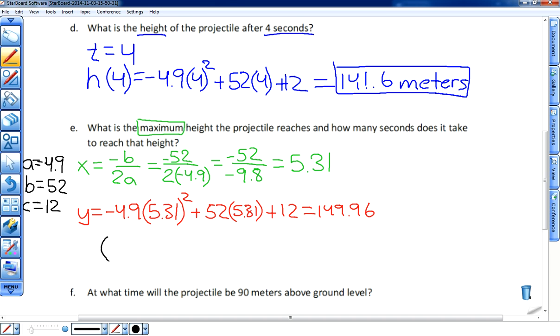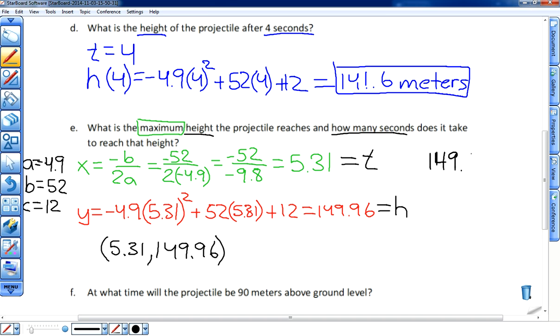So our vertex coordinate point is 5.31, comma 149.96. Well, back to the problem, it says this: what is the maximum height the projectile reaches, and how many seconds does it take to reach that height? Well, if we remember, we already identified what our independent and dependent variable are. For us, instead of x and y, x is the generic independent variable, and we knew our independent variable was t for time. And y is the generic dependent variable. We already know that in our case, our dependent variable is h. So we know that the maximum height our projectile reaches is 149.96 meters, and it takes 5.31 seconds to get to that height.